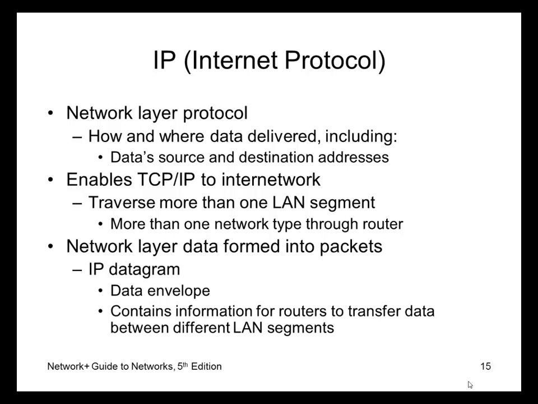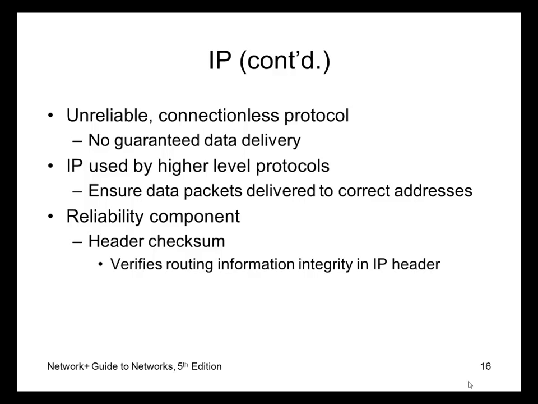All right. IP. This is the network layer protocol. How and where data is delivered, including the source and destination addresses. It enables TCP on an internetwork, traversing one or more LANs. We have a datagram, which I think is on the next slide I want to talk about. There it is. It's an unreliable connectionless protocol.